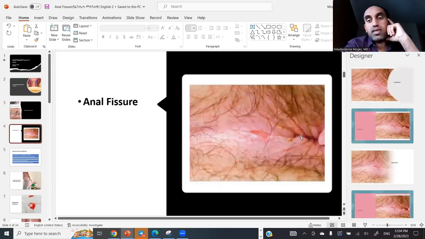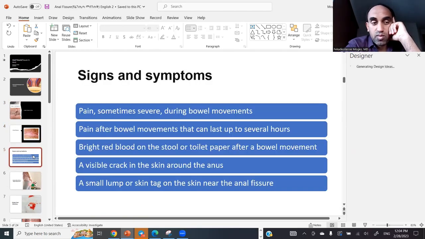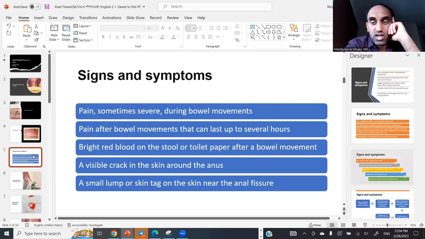So you can see this is the anal orifice. The ulcer is also extending externally as well. A very painful experience, very, very painful experience. And the common presentation is pain during defecation, after defecation, and also bright red bleeding during defecation. Pain, sometimes very severe, during bowel movement.